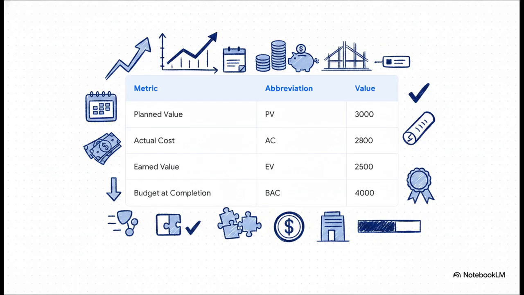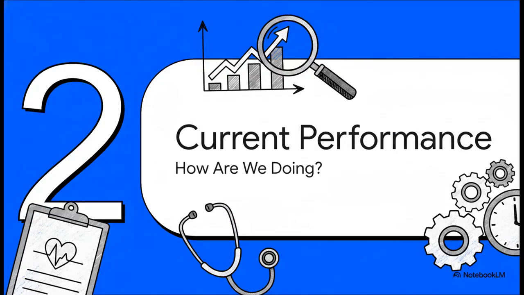Now earned value, EV, is the important one. It's the value of the work we've actually finished. And finally, budget at completion, or BAC. That's the total budget for the whole shebang. Believe it or not, these four numbers are everything we need to get started. Okay, so we have our vitals. Now it's time to actually play doctor and figure out what they mean. Let's run some tests to see how this project is doing right at this very moment.